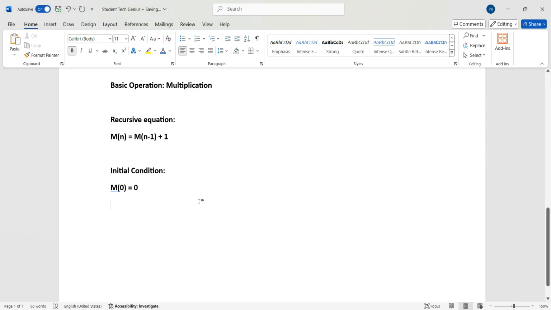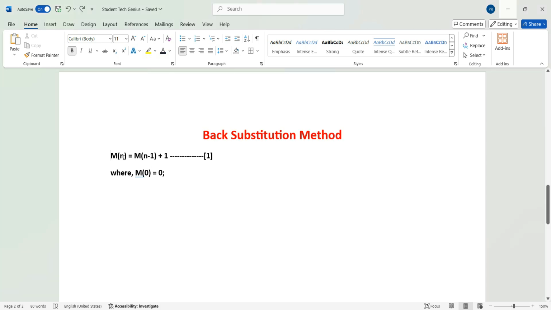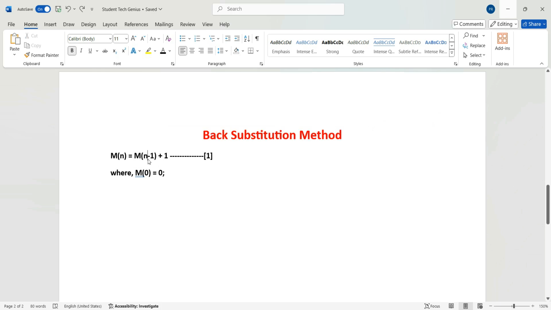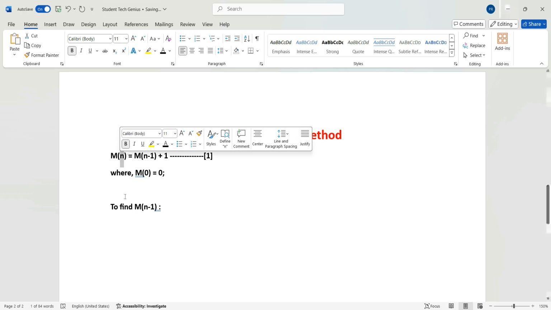So now we will learn how to do the back substitution method. This is the recursive relation, and this is the initial condition we have for the back substitution method. To apply the back substitution method, in the right hand side of the relation, we don't need any function. So we need to remove this m of n minus 1 from equation number 1. To remove this m of n minus 1, we need to find m of n minus 1. To find m of n minus 1, I am putting n minus 1 instead of n in equation 1.